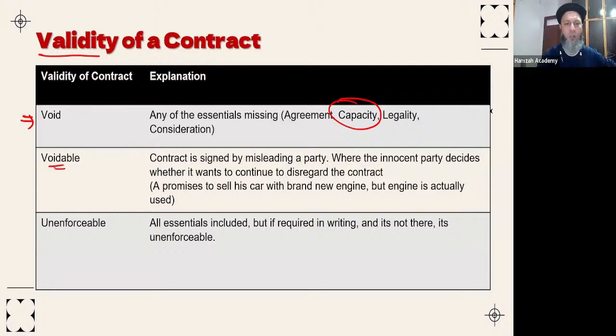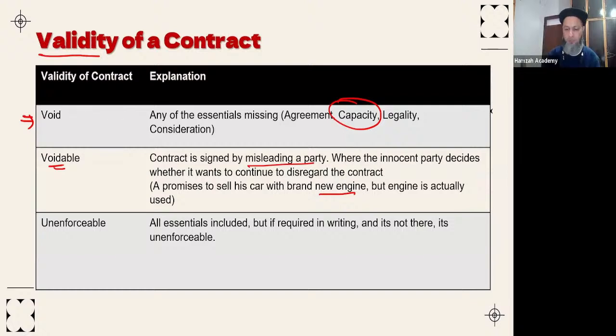A voidable contract is a contract signed by misleading a party, where the innocent party decides whether it wants to continue or disregard the contract. For example, a person promises to sell his car with a brand new engine, but the engine is actually used. It's not brand new, so it is deceiving the other party. When the other party comes to know about it, the contract becomes voidable. Voidable at the instance of the injured party, meaning that it is up to the injured party.